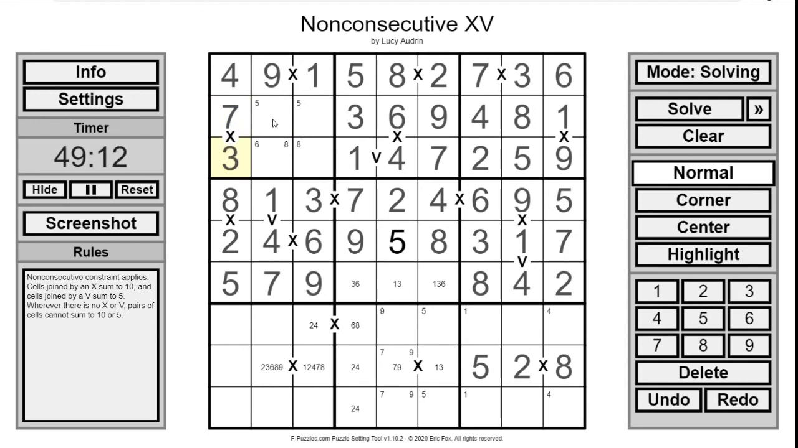And now we've got 6 and 8 pair. Oh, this is the last 6. So now this must be 8. And we've got 5 and 2 left. 2 must be here, the 5 must be here. It's always nice when you get to the end of a puzzle.